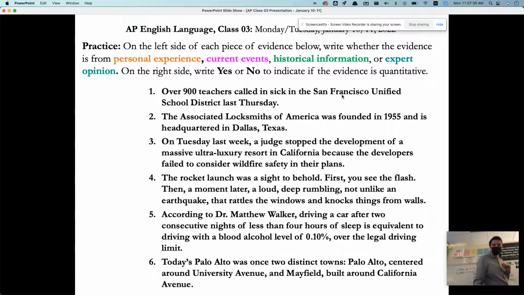Okay. There are 6 practice prompts on the next slide. Please first figure out, is it personal experience, current events, historical information, or expert opinion? And put that on the left side where the big blank is. And then on the right side, you've got just a little teeny bit of space, like right here. And I want you to write just yes or no if the evidence is quantitative. Just a couple minutes.